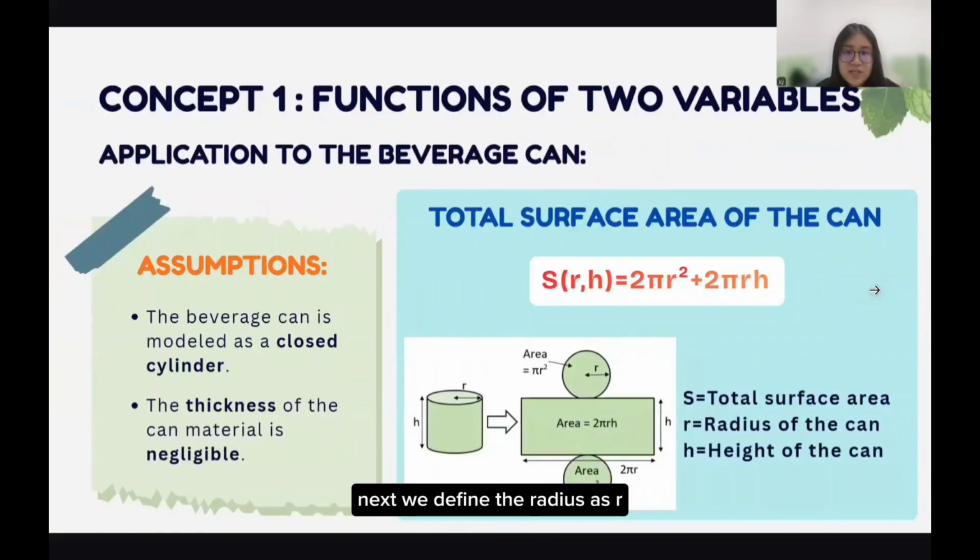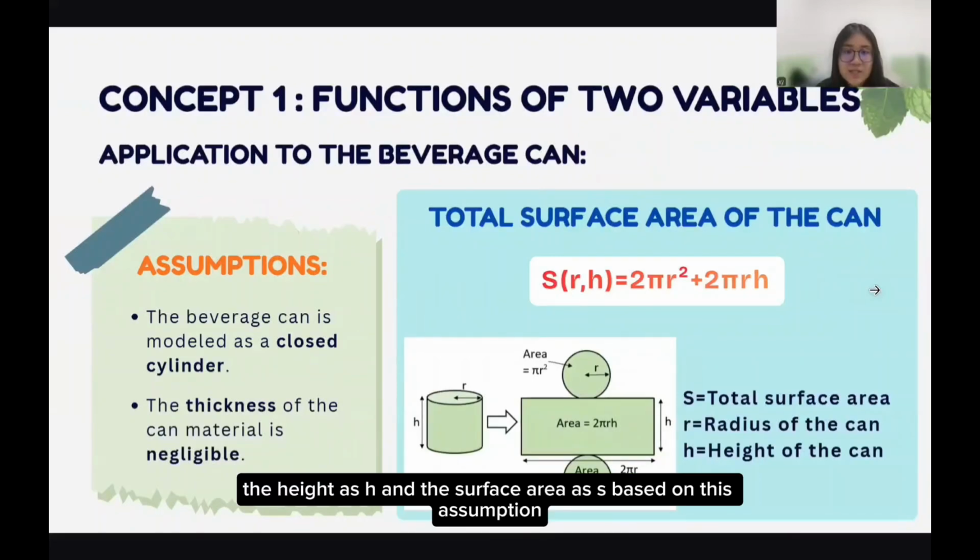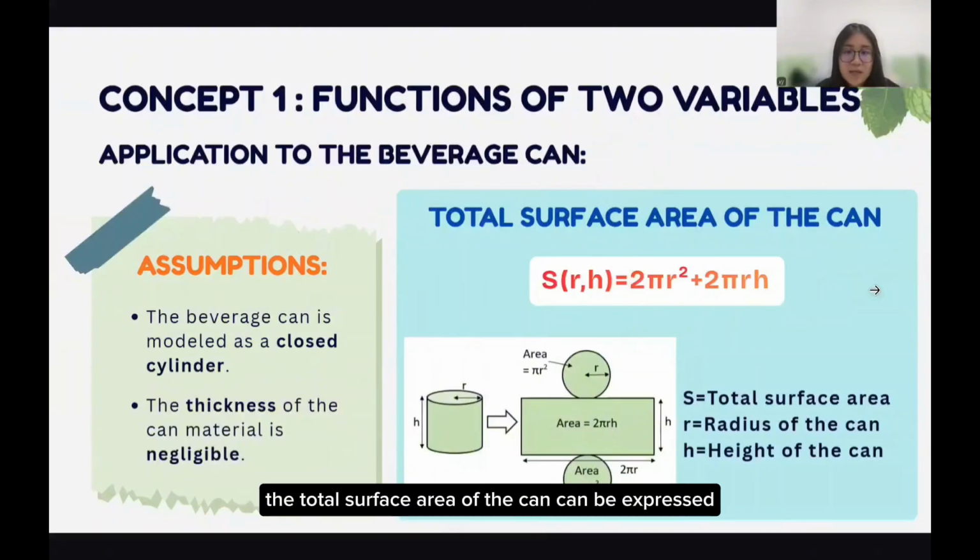Next, we define the radius as r, the height as h, and the surface area as S. Based on this assumption, the total surface area of the can be expressed as S equals 2 pi r squared plus 2 pi r h. Since the surface area depends on both r and h, it is considered a function of two variables.